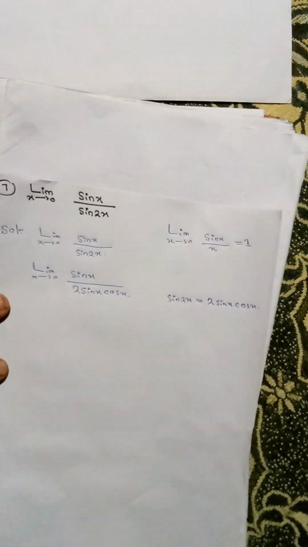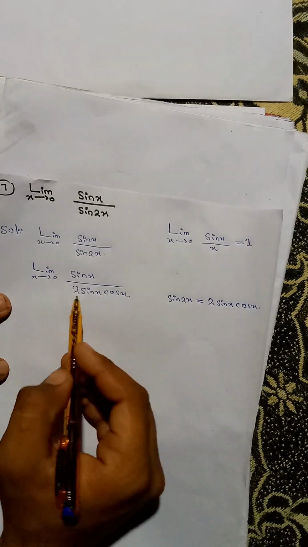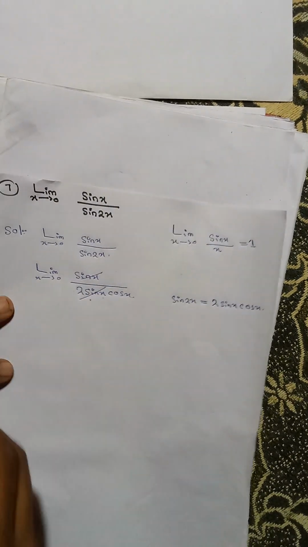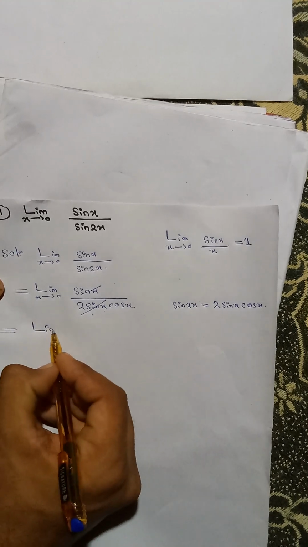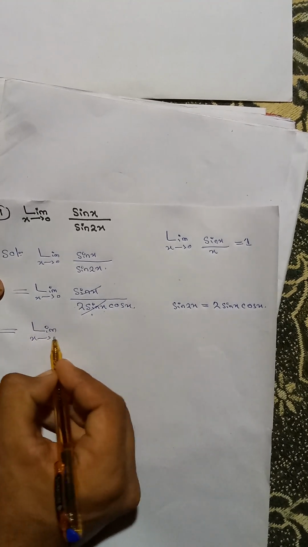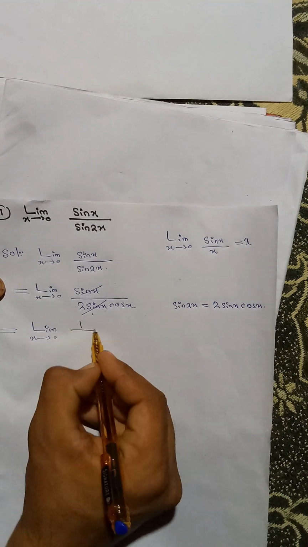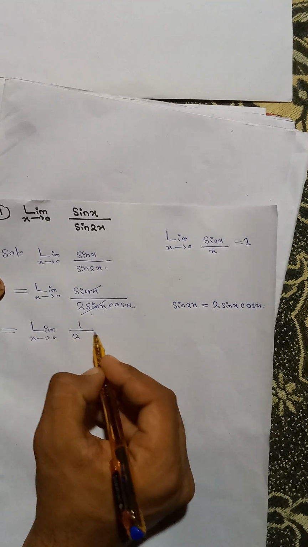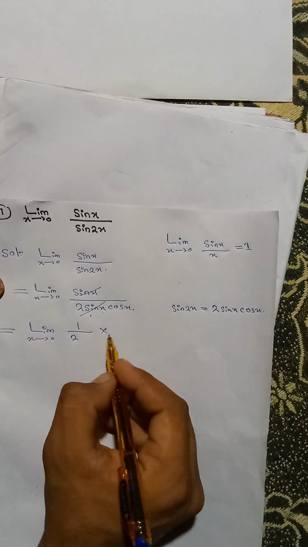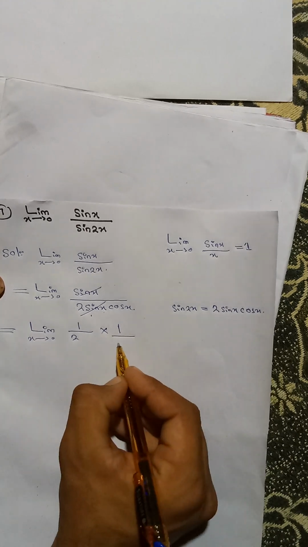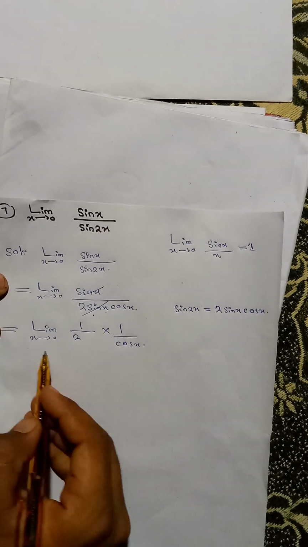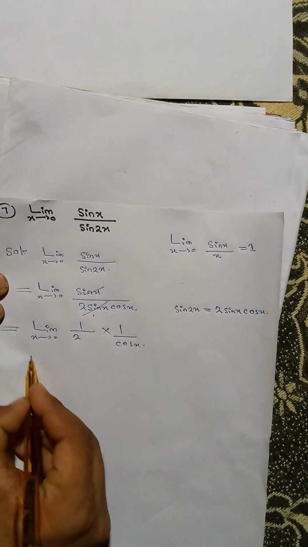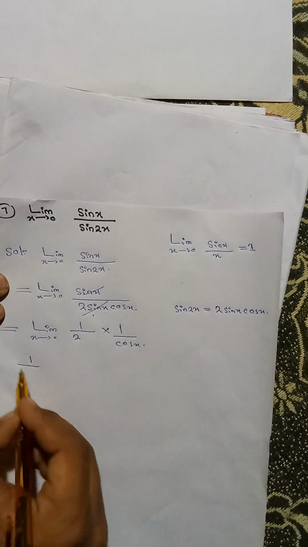We can cancel sin x by sin x, and now we are left with limit x tending to 0 1 over 2 into 1 over cos x. So 1 over 2 is a constant and it will be taken out of the limit.